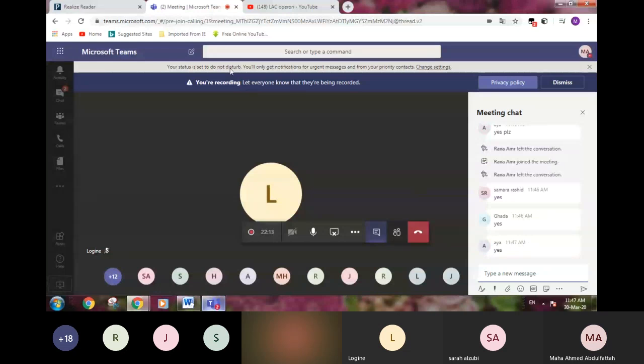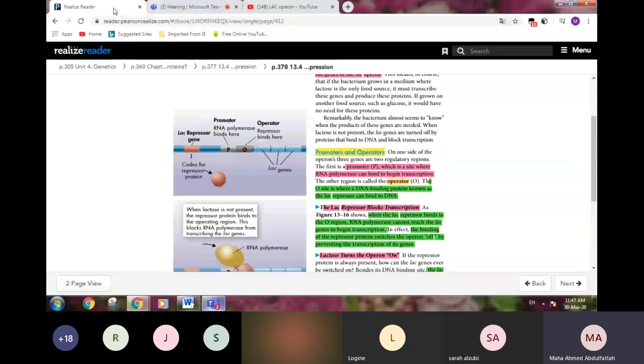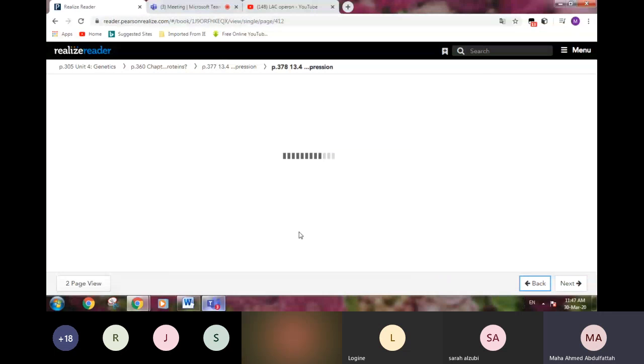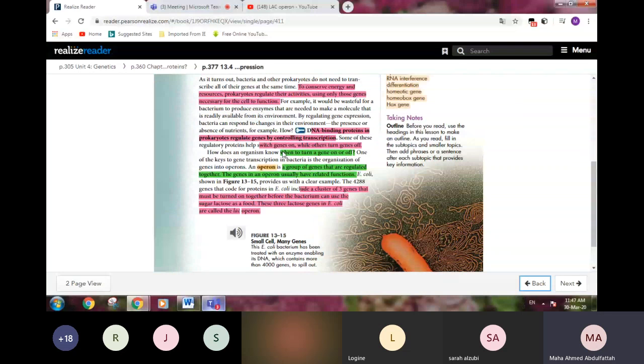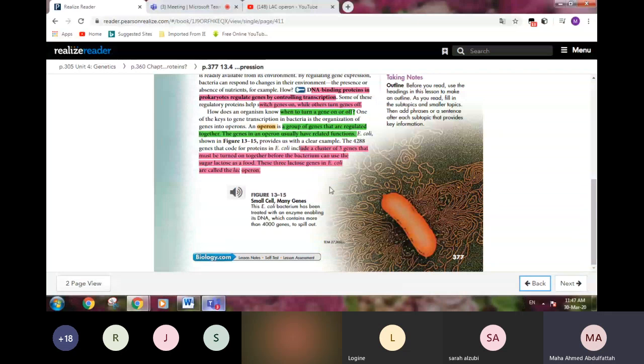So an operon is a group of genes that are regulated together. They are regulated together because they have the same or related functions, and you will find them assigned next to each other. As an example to explain prokaryotic gene regulation, we are going to speak about the lac operon, a cluster of 3 genes that must be turned on together and turned off together before the bacterium can use the sugar lactose. Lac denotes lactose.